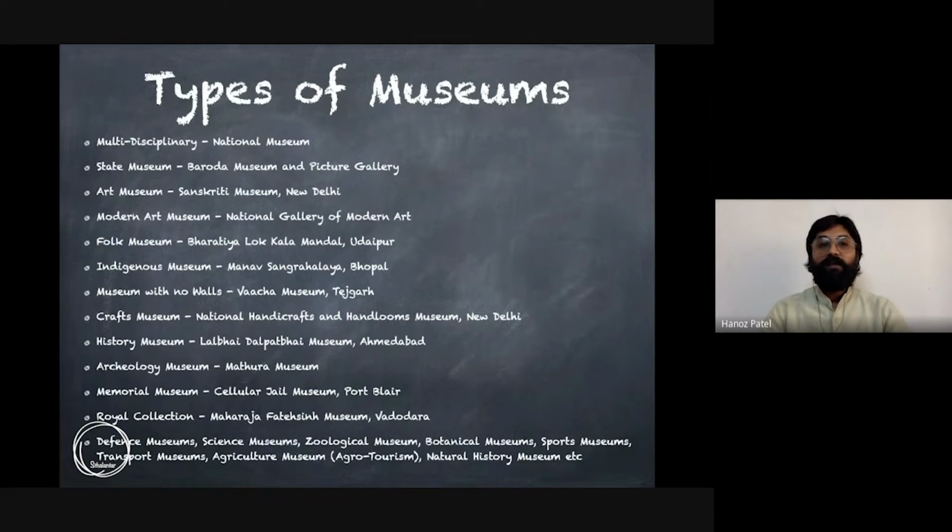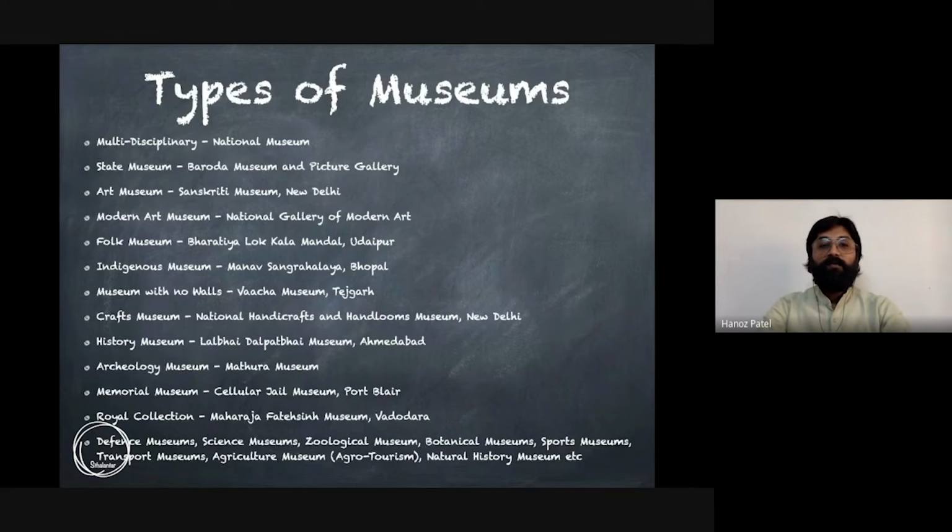So the first is the multidisciplinary museum. Different subjects put under one roof. So for example, National Museum would be an example of that. Even Chhatrapati Shivaji Maharaj Vastu Sangrahalaya would be an example of that. Then what would be the example of a state museum? So Baroda Museum and Picture Gallery. It is the state museum of the state of Gujarat, right?